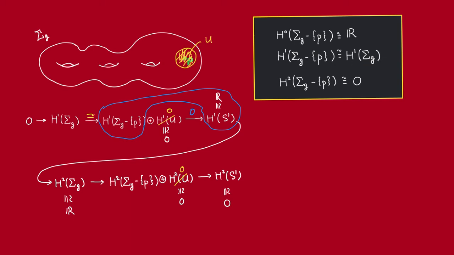Now next, observe that by exactness here, we must have that the kernel of this map is equal to the image of this map, which is 0. So this map here is injective. So if we have that H2 of Sigma g is isomorphic to R, then this is an isomorphism, so this must be 0. Thus we conclude that H2 of this punctured g-hole torus must be 0 if H2 of the g-hole torus is isomorphic to R.